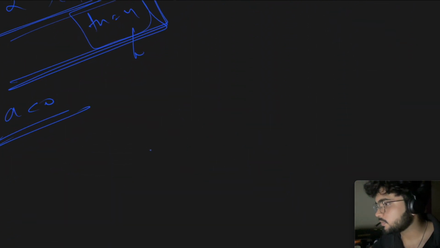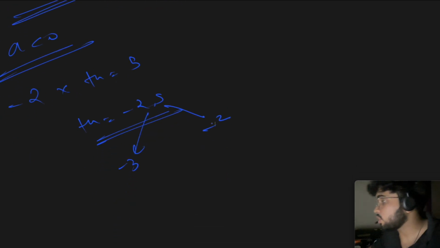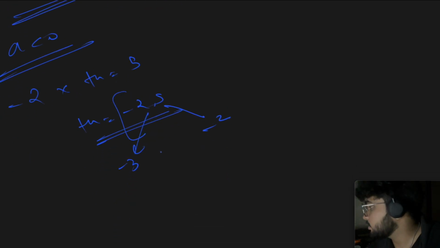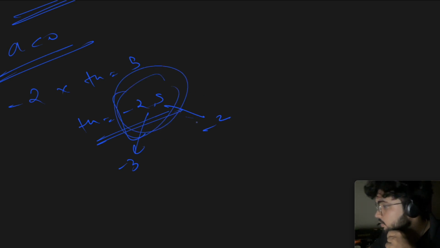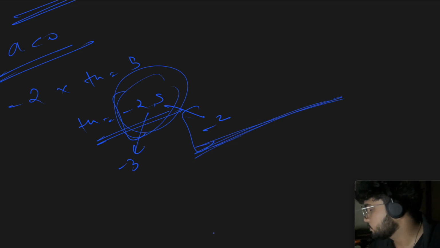What if a is less than 0? Let's talk about this. Let's say it is minus 2 into threshold equals 5. Threshold will be minus 2.5. Here the floor will be minus 3 and ceil will be minus 2. Now we want all of the elements which are greater than or equal to minus 2.5, which means minus 2.5 is not possible, so we want greater than or equal to minus 2. So we take ceil of minus 2.5. This will become minus 2.